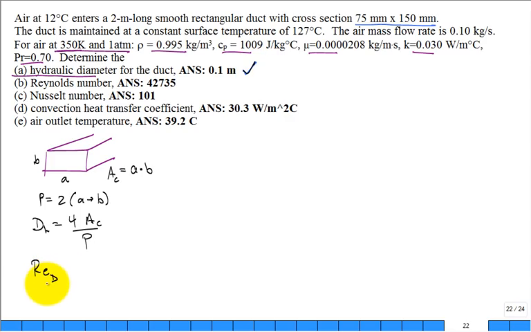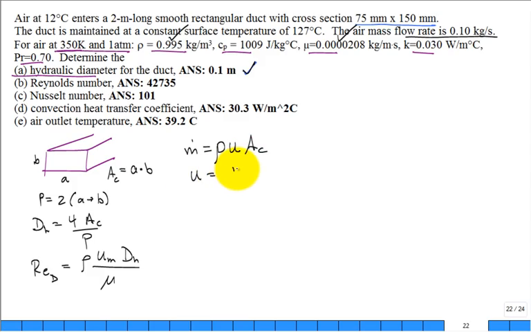Now let's move to what's the Reynolds number? Reynolds number, using that hydraulic diameter for our length scale, it'll be rho, the mean speed, hydraulic diameter divided by mu. We're given the rho, we're given the mu. Do we have our speed? It's got a mass flow rate given, so we're going to have to calculate that. The mass flow rate is rho u cross-sectional area. So U is equal to m dot divided by rho cross-sectional area.